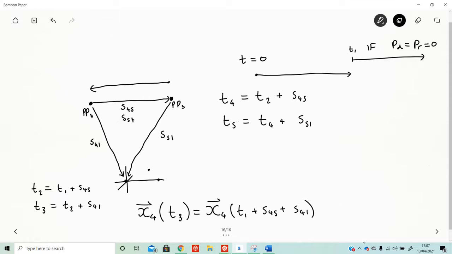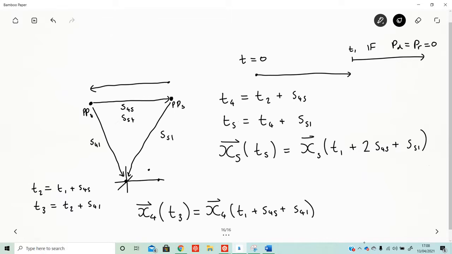Okay, so then we can define the moment that this point particle is updated and the centralized point particle is aware of it, is x5 t5, right? And that would be x5 t. Well, we can write this in terms of t1, really, can't we? So it's t1 plus 2 S45 plus S51.